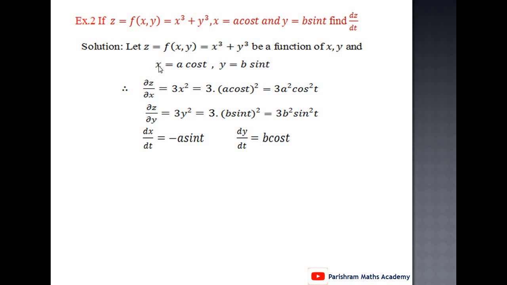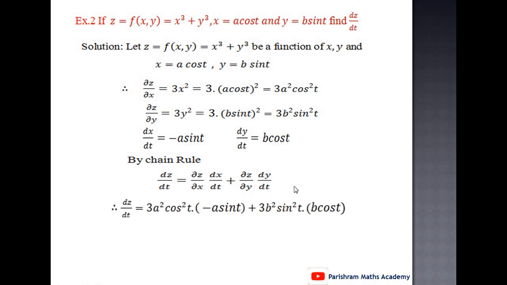Then we can find the derivative of x with respect to t and the derivative of y with respect to t, and therefore dx/dt equals the derivative of a cos t, which is minus a sin t, and the derivative of y with respect to t is b cos t. Therefore, here by the chain rule dz/dt equals ∂z/∂x into dx/dt plus ∂z/∂y into dy/dt.